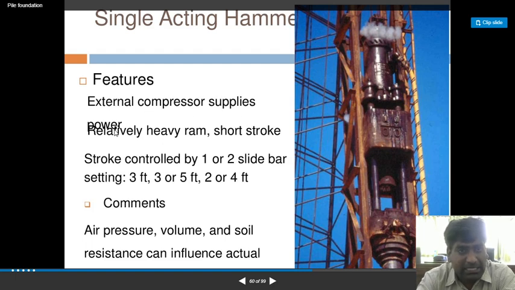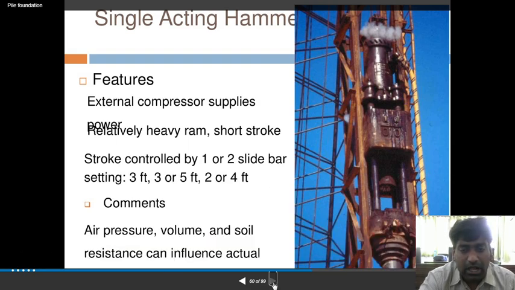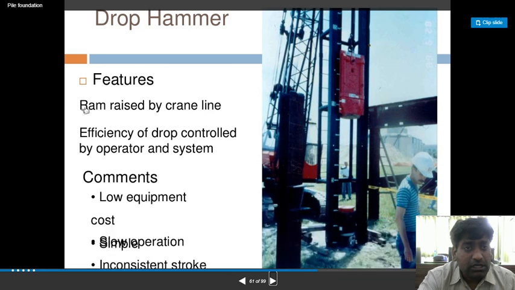An external compressor supplies power, with a relatively heavy ram and a short stroke controlled by one or two slide bars, with settings of 3 feet, 3 or 5 feet, 2 or 4 feet. Air pressure, volume and soil resistance can influence the actual feature.